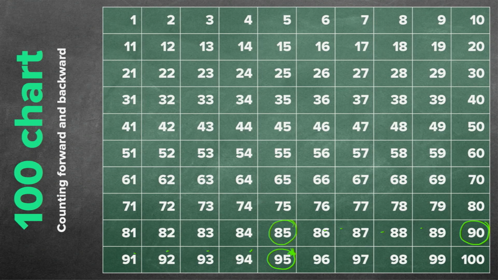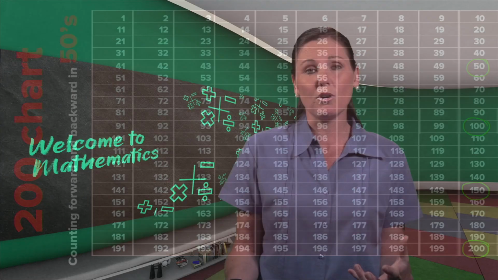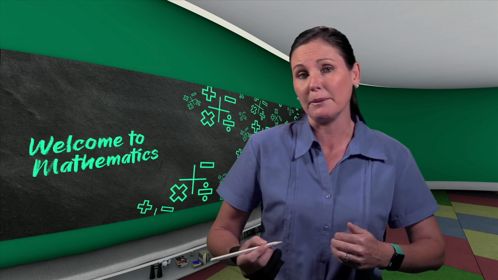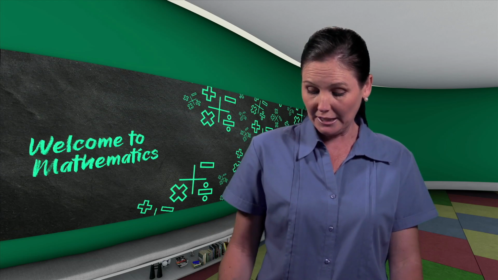Now, if I want to use bigger numbers, I've got a 200 chart. I'm going to count in 50s, and I tell you, you have to start at 200 and count backwards in 50s. Now we know how that actually works. We will go from 200 to 150, and then it will be 100 and 50. The important part is to know that when I'm counting backwards, my numbers are getting smaller. When I'm counting forward, my numbers are getting bigger.